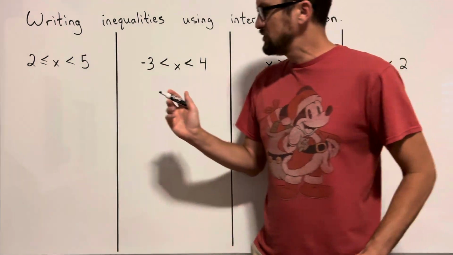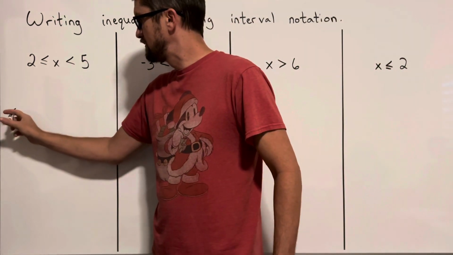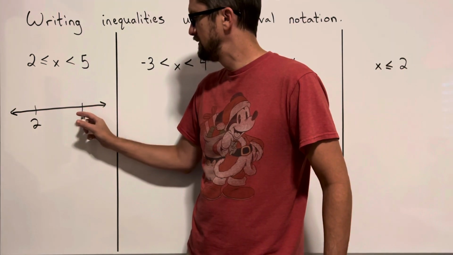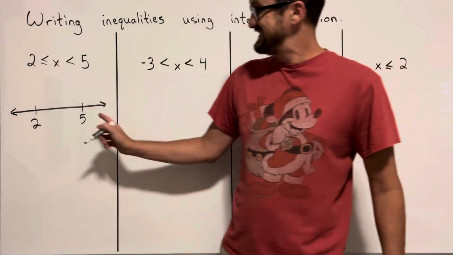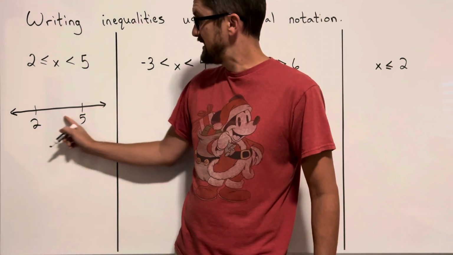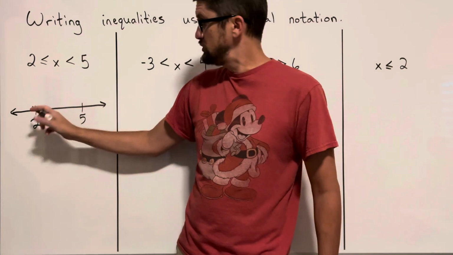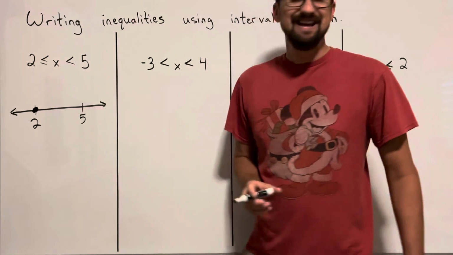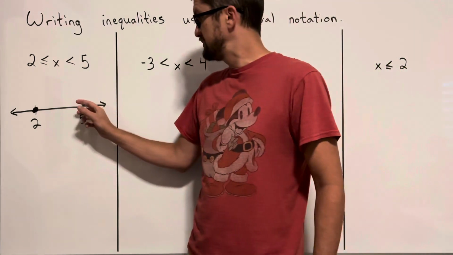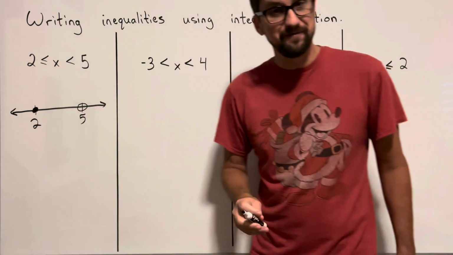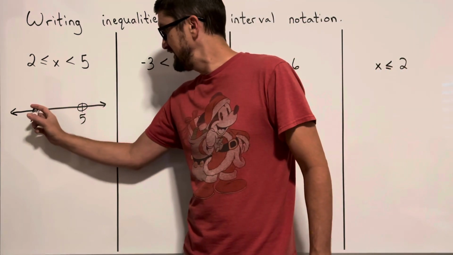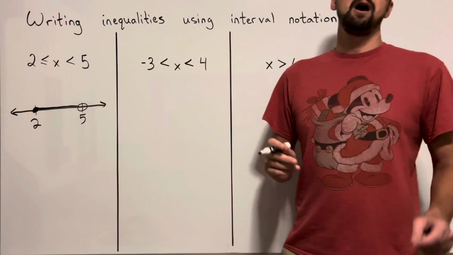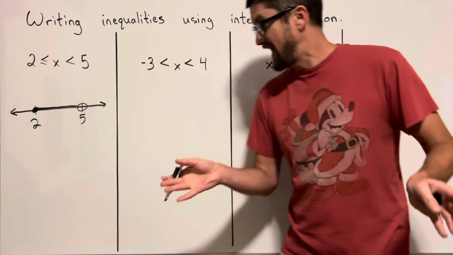If you think about a number line from 2 to 5, x is between 2 and 5. Now it's equal to 2, so we're going to put a closed dot on 2. And it is not equal to 5, so we put an open dot on 5. So x could be any number between here. Now that is the number line way of writing it.